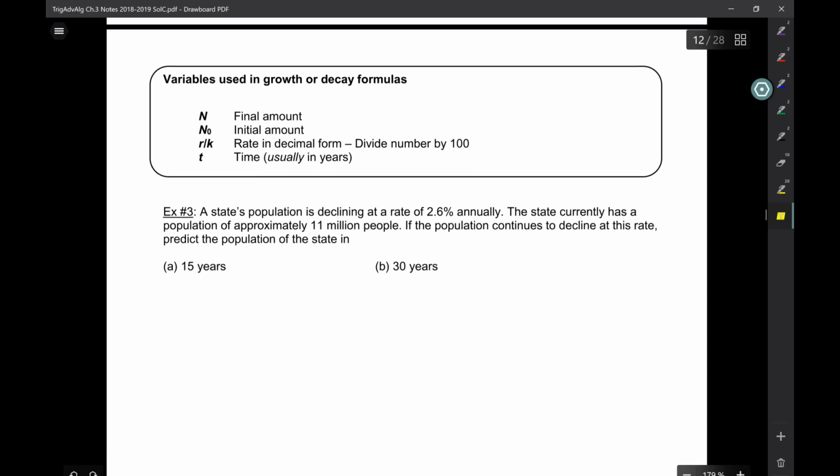So again, in case you forget what the variables in the formula meant, R and K are the same exact thing. You see that? It's just the rate, and remember to divide by 100. And the time is usually in years. You just have to know and be consistent.